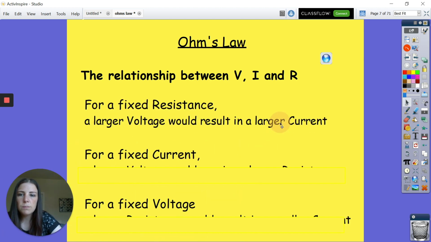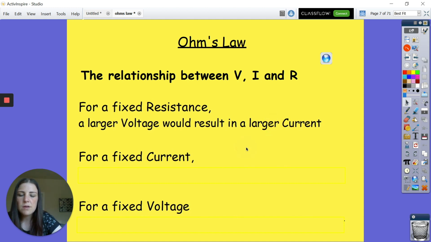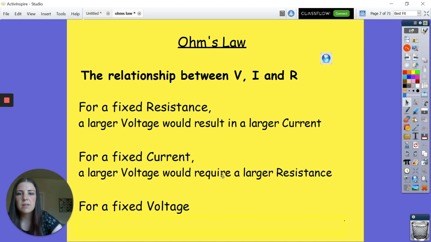Okay, next scenario, for a fixed current. Say we had a circuit that we always wanted to have 5 amps in it. So we want to control that current, we want it to always be 5 amps. But this also got switched out for a larger voltage, so that current's got a bigger push to get around the circuit. But we still want it to be 5 amps. So if the voltage is going to increase, that push for the current is going to increase, then we're going to have to fight it by an equal increase to cancel that out. So for a fixed current, a larger voltage would require a larger resistance.